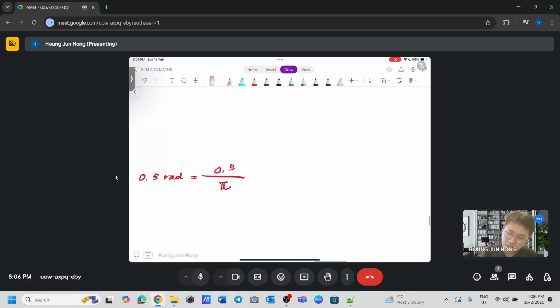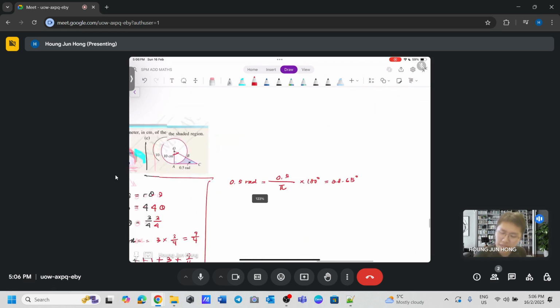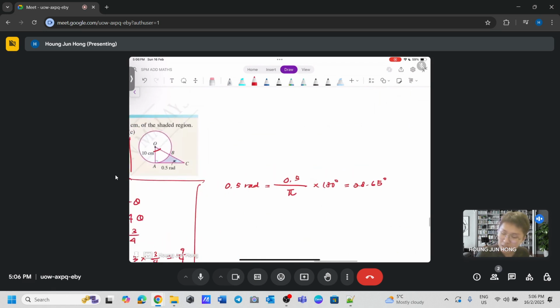So divide by pi, multiply by 180 degree. I get 28.648 degree. You know what? Let's just put 2 decimal places. That is enough. Cool. And then with that angle, you will be able to figure out the opposite angle as well.